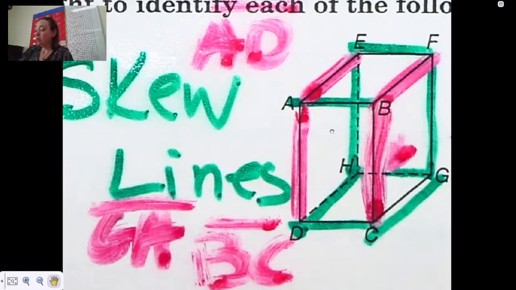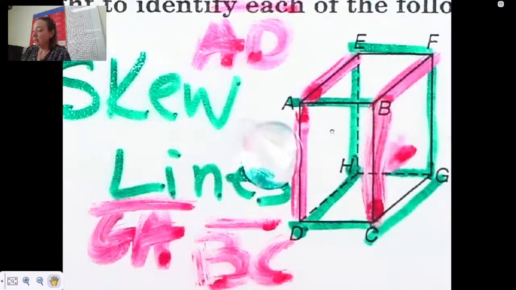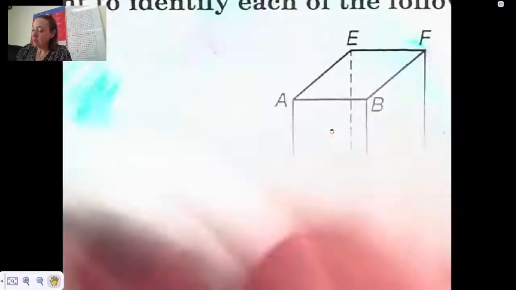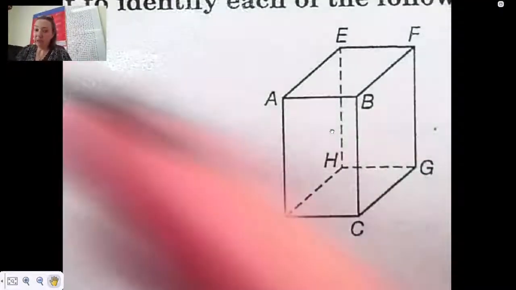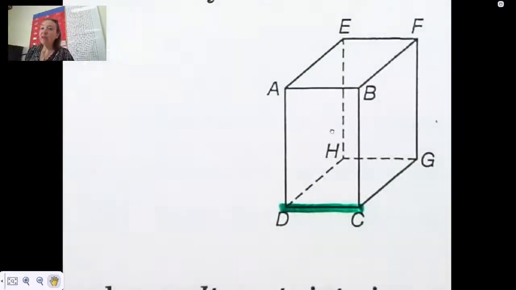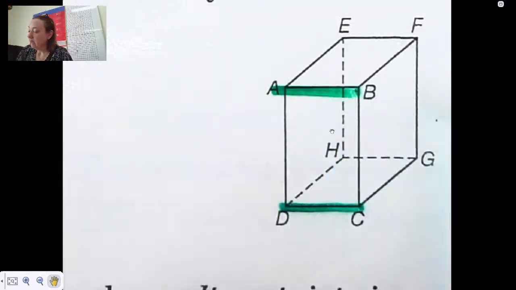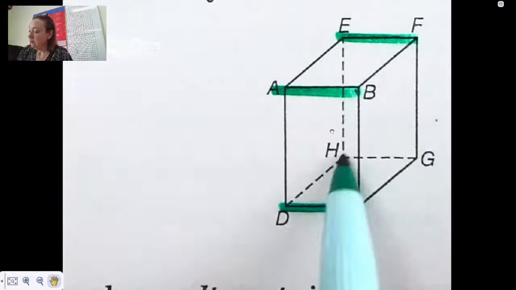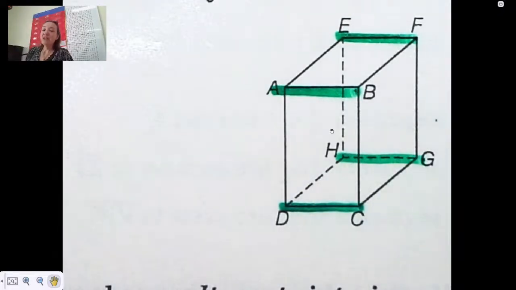So now let's do the ones that are skew to CD, because that's the question on number 4. I'm going to mark CD with green. And then let's mark everything that's parallel to CD with green also. So AB's parallel. EF is parallel. HG is parallel. Now let's mark everything that is intersecting CD.